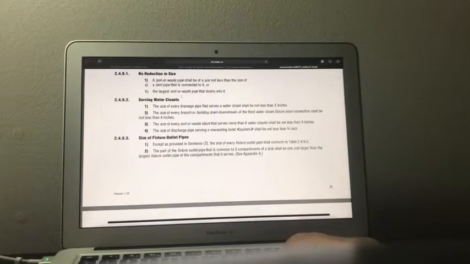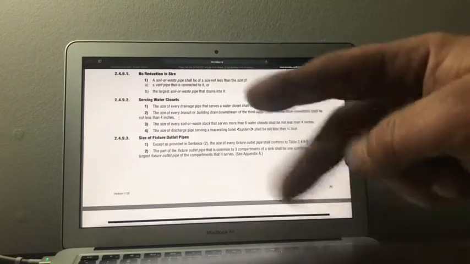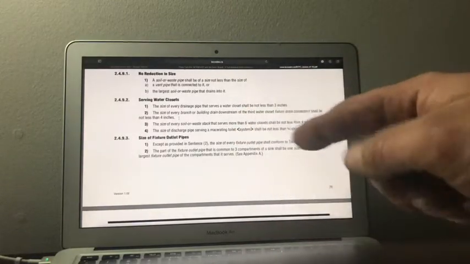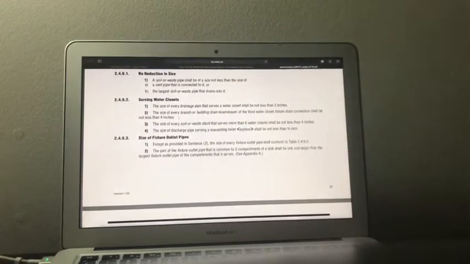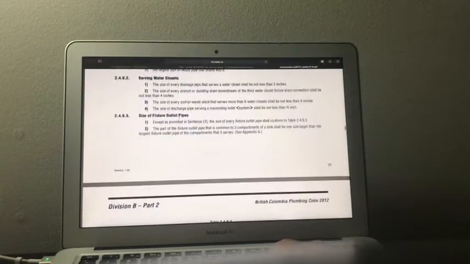Serving water closets, the size of every drainage pipe that serves a water closet shall not be less than 3 inches. The size of every branch or building drain downstream of the third water closet fixture drain connection shall be not less than 4 inches. So 1 water closet and 3 inch, 2 water closets picked up on the 3 inch branch there, and the third one's got to be a 4x3, and then just continue with 4 inch.